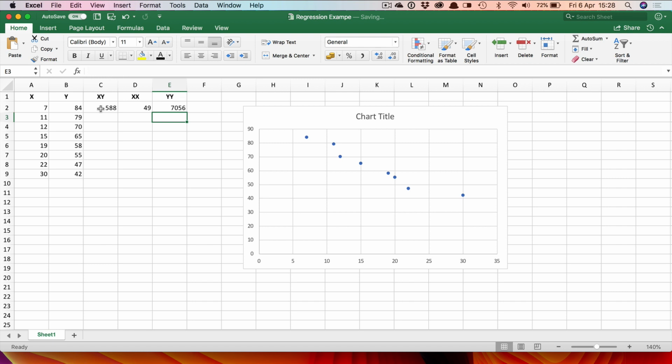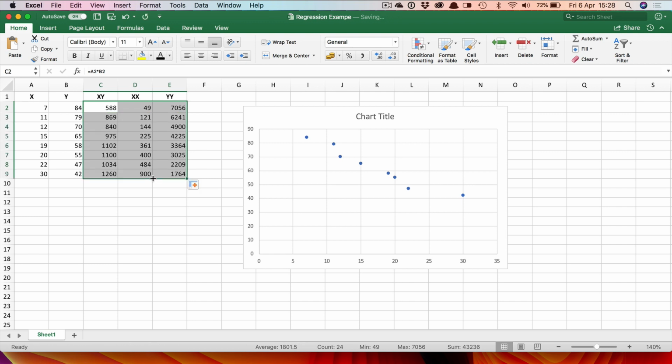And of course all I need to do now is to copy this formula down, the formulas that are in the cells, to do all the rest. Try to copy it properly. There we go. Okay, so those are my X, Y values, X squared and Y squared.